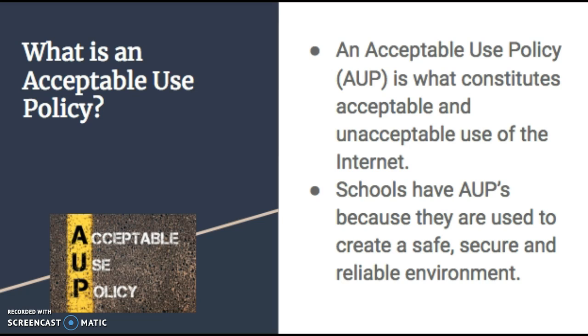So first we're going to start with what is an acceptable use policy. An acceptable use policy, also known as an AUP, is what constitutes acceptable and unacceptable use of the internet. And schools normally have AUPs because they are used to create a safe, secure, and reliable environment.